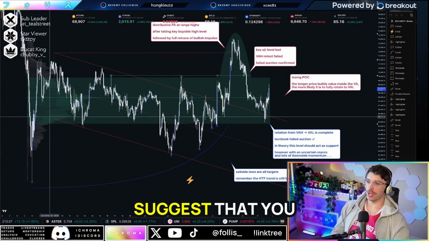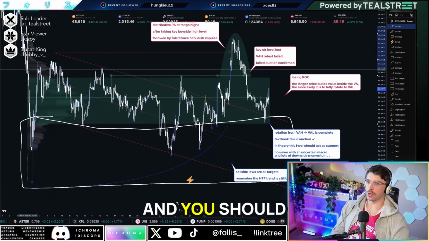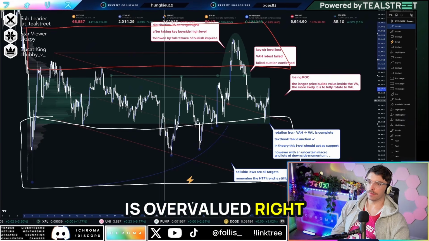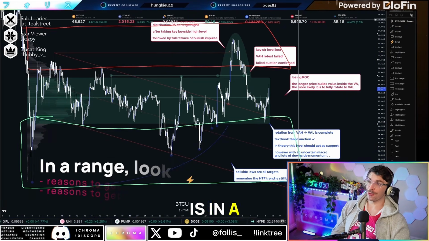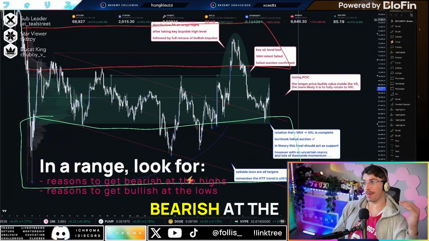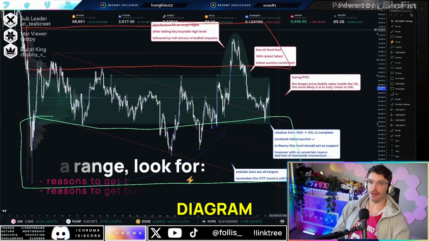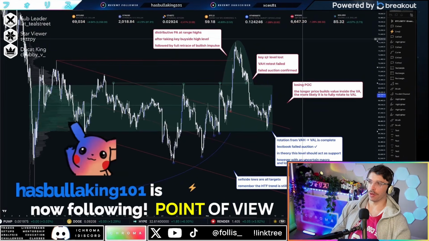And those principles suggest that you should be a buyer when the asset is undervalued, and you should be a seller when the asset is overvalued, right? And it's the exact same diagram that I drew last week, boys. When price is in a range, you should be looking for reasons to get bearish at the highs and looking for reasons to get bullish at the lows. It's the same diagram. I'm just approaching it from a volume-based analysis point of view, right?